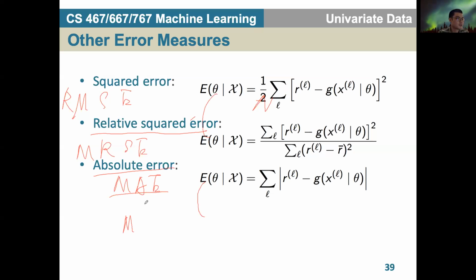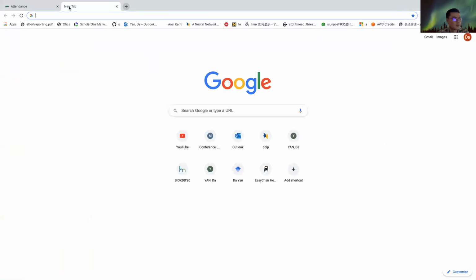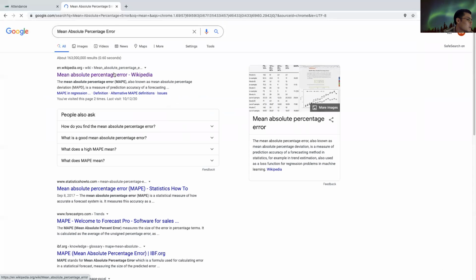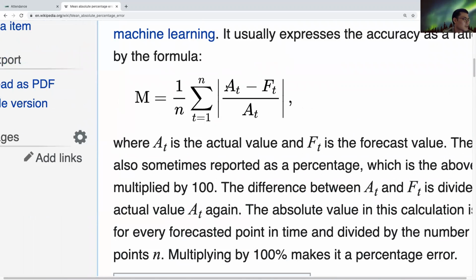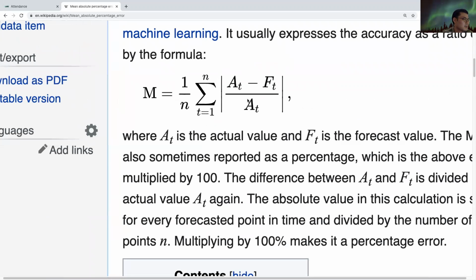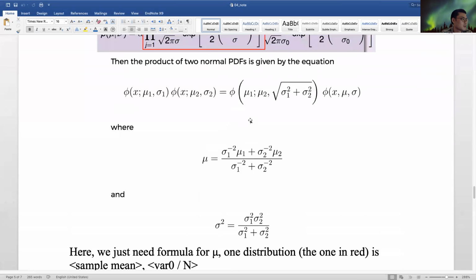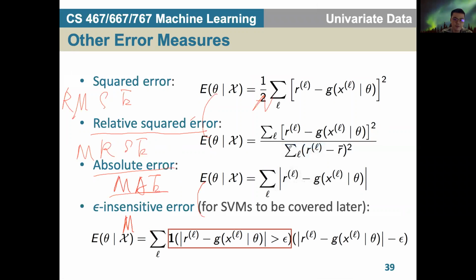I don't remember. Let me Google a little bit. Yeah, it's this, MAPE, mean absolute percentage error. Something like this: your actual value, your predicted value. You normalize by the actual value. This is called the percentage deviation. This is MAPE. So if you see that in a paper, hopefully you know what they're talking about. Usually we will evaluate a lot of them.